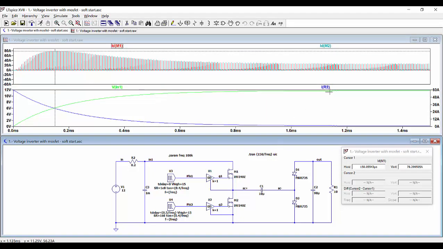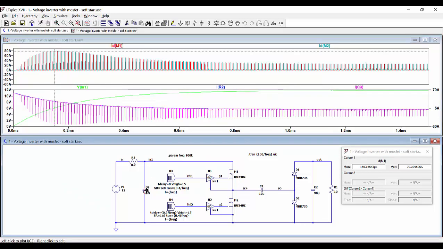Also note how the current through the resistance R2, the current here at the input, is free of high frequency harmonics because of the effect of the capacitor. So most of the harmonics are circulating through the capacitor at the input. Let's check the current through this capacitor so we can see how the harmonics are circulating through capacitor C3.